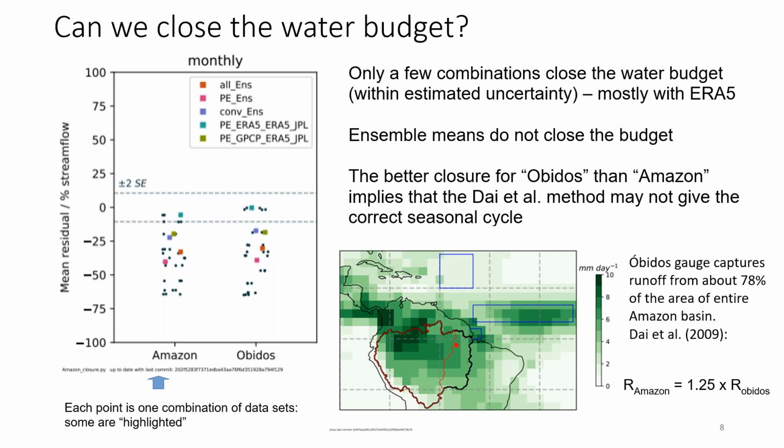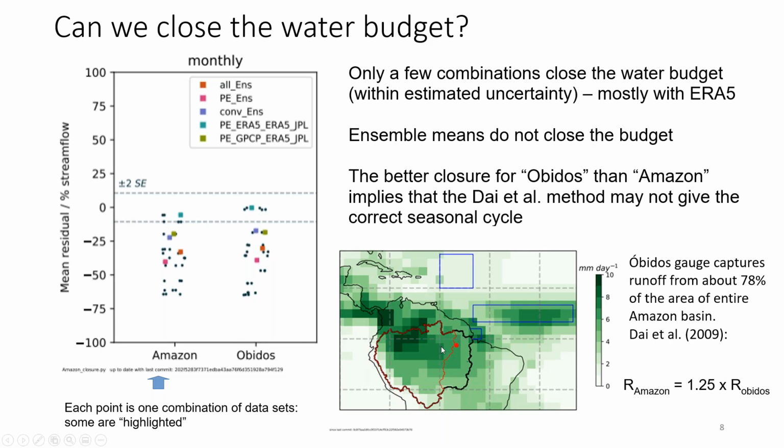And now we try to address the question, can we close the water budget? Here in this figure's left panel, for the Amazon River Basin, we show all combinations. And the interesting thing is, for the combination based on ERA5 P and E and JPL total storage, we see the smallest residual within the uncertainty range. In contrast, if we use the all-product ensemble, the data point is this one, deviating pretty far away from full closure. So the point is ensemble means do not close the budgets.